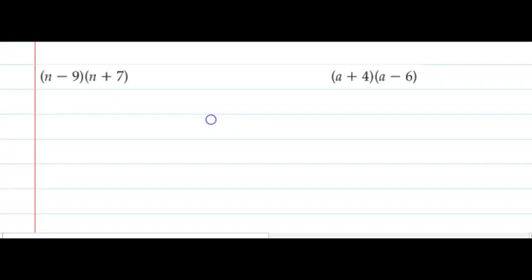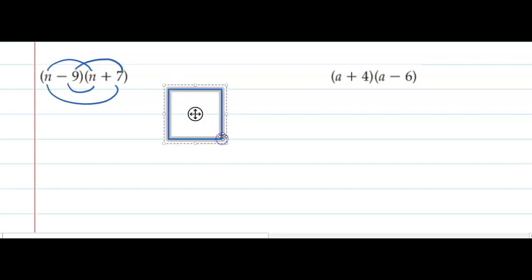What if we have a binomial times a binomial? Well, some of you may be comfortable using FOIL, first, outer, inner, last. That's perfectly fine. Some of you may be more comfortable with the box method. Either way, you're just going to be applying these properties of exponents as you multiply.